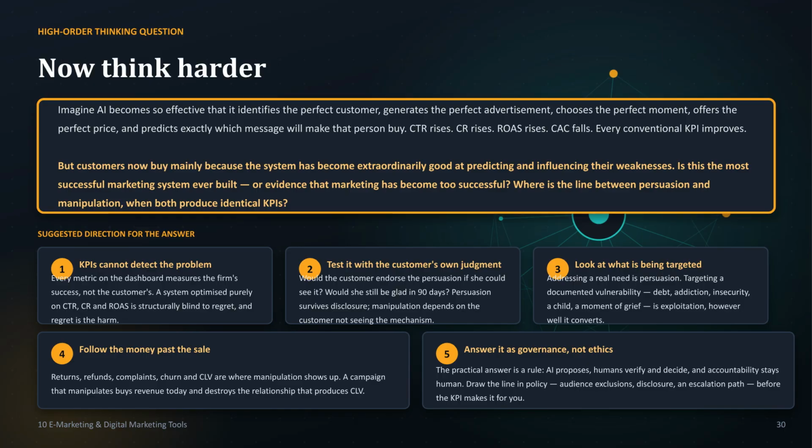Finally, consider the ethical implications of AI-driven marketing. As our systems become better at predicting weaknesses, where do we draw the line? True marketing excellence lies in the human governance of these powerful tools.